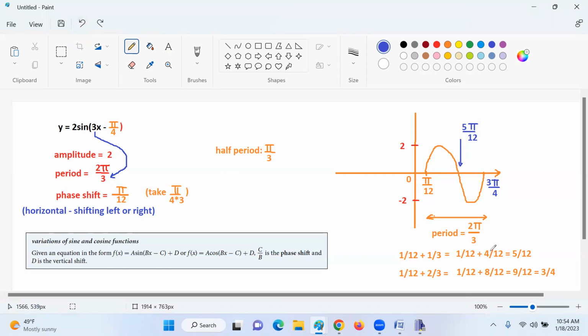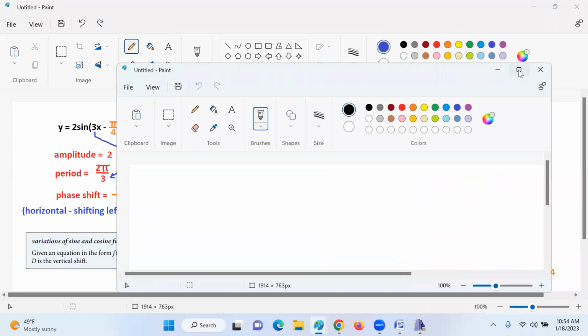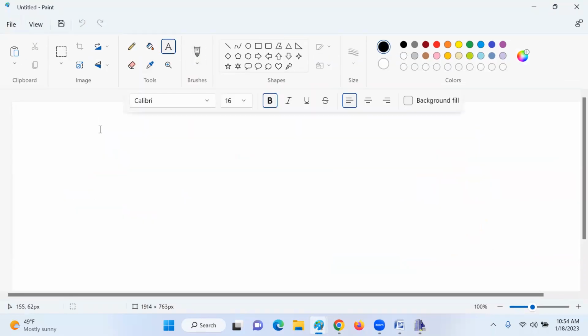You don't have to add too many fractions, but we need to add pi/12 plus 2pi/3. So instead of adding those, we just take the fractions, 1/12 plus 2/3, and you get the final answer. All right, I know it's tough, but I decided to give you even tougher questions.